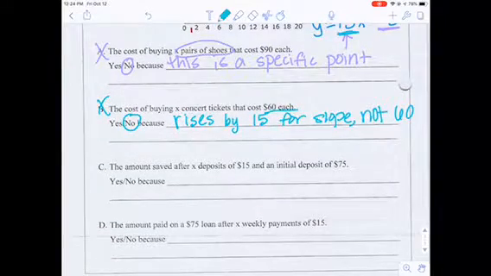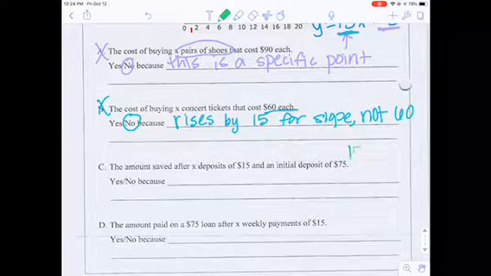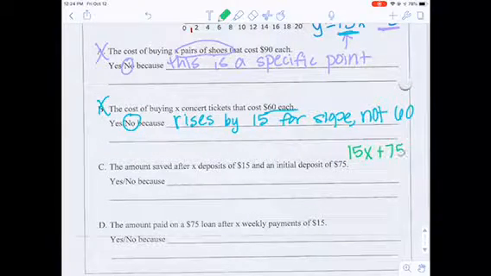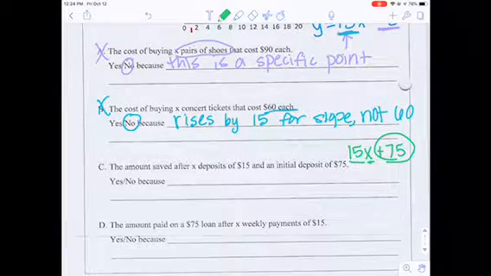And then C and D both have the numbers I need, so I'm going to rewrite it so we can see it. 15x plus 75. So 15 needs to go with an unknown, and then 75 is like a one-time fee. C says the amount saved after X deposits of 15 and an initial deposit of 75. That seems pretty good. Let me see about D. Amount paid on a $75 loan after X weekly payments of $15.